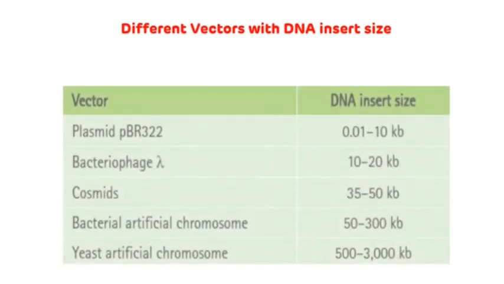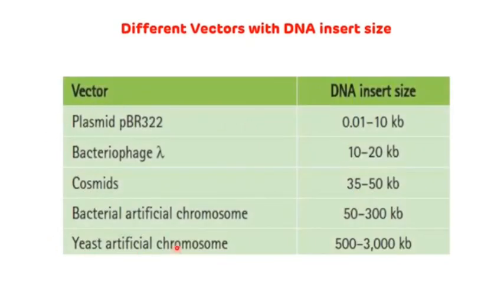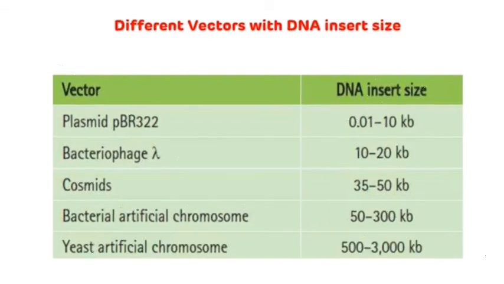Now this is the table showing the different vectors with different DNA insert sizes. Plasmids can carry 0.01 to 10 kilobase pairs. Bacteriophages can carry around 10 to 20 kilobase pairs of DNA. Cosmids can carry around 35 to 50 kilobase pairs of DNA. BAC, or bacterial artificial chromosome, can carry around 50 to 300 kilobase pairs, and yeast artificial chromosome can carry around 500 to 3000 kilobase pairs of DNA.